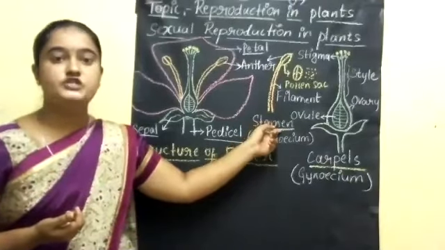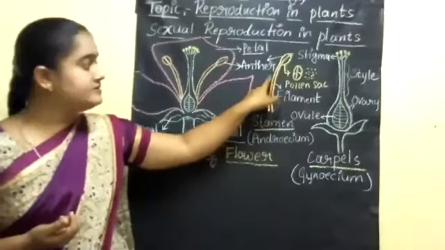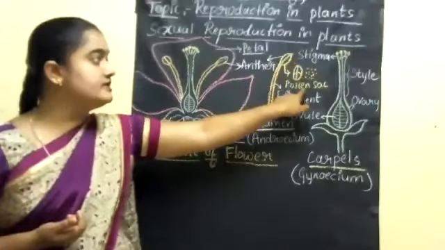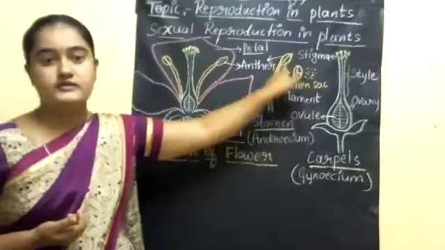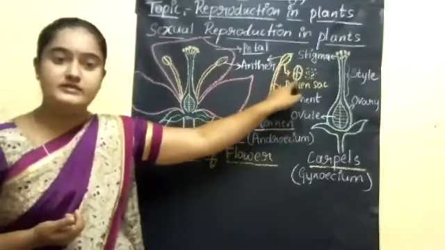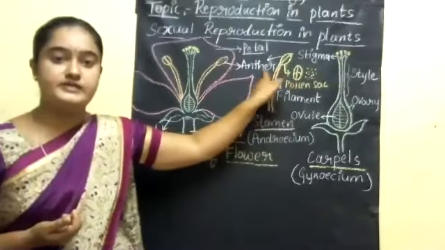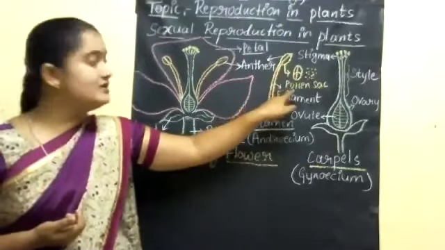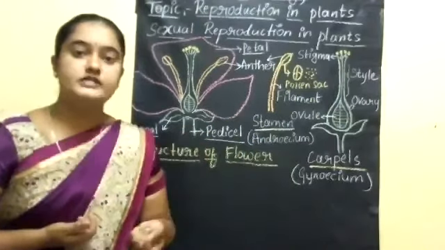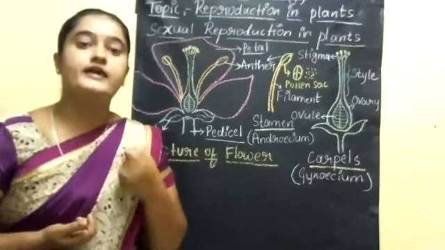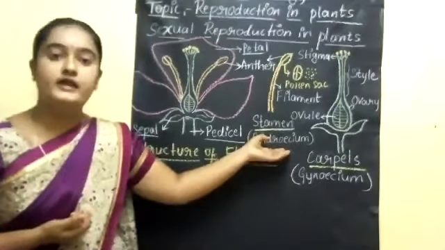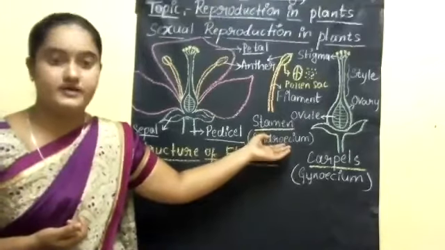This stamen consists of a thin, delicate, thread-like structure called the filament and a bulged tip called the anther. The anther consists of pollen sacs; four pollen sacs are present in the anther. Those pollen sacs contain pollen grains, and the pollen grains consist of male gametes. That is why the androecium is called the male reproductive part of the flower.